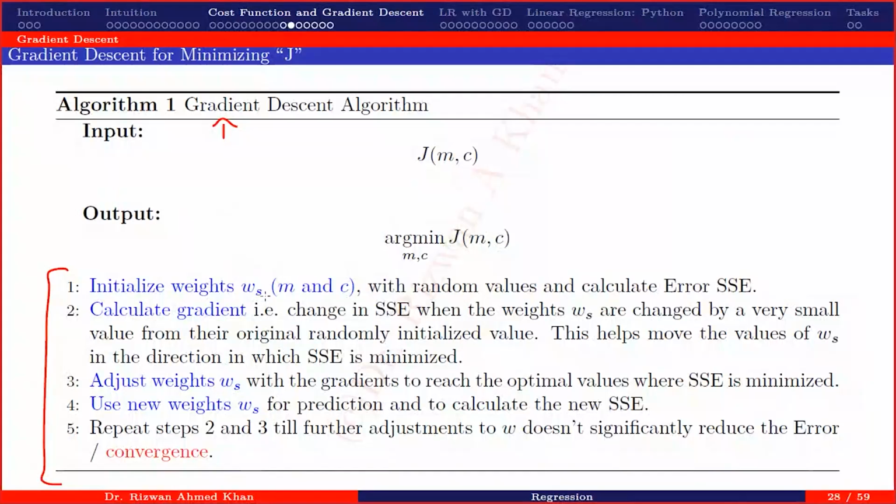If you look at this pseudocode of the gradient descent algorithm, it initializes all the weights with some random value. Right now we are working with only 2 parameters, but it could have 10 parameters, 20 parameters, doesn't matter. The second step is to calculate the gradient of the function. Here we are using sum of squared error, and based on those gradients we adjust the weights of the parameters, and we keep on doing it till convergence. So it's a very intuitive algorithm.